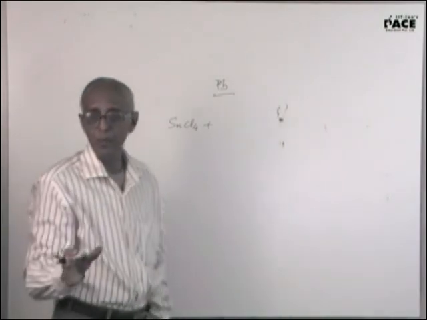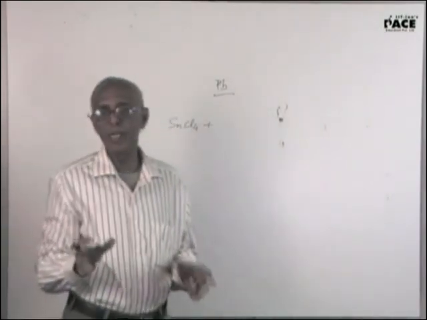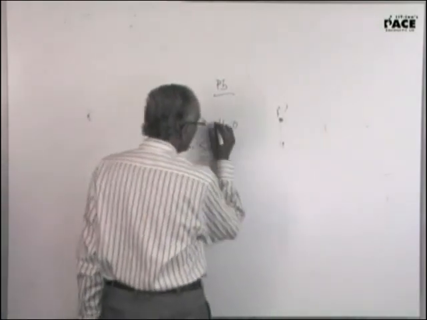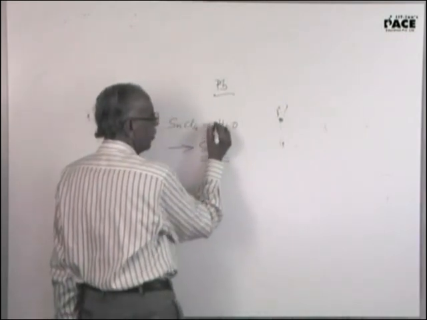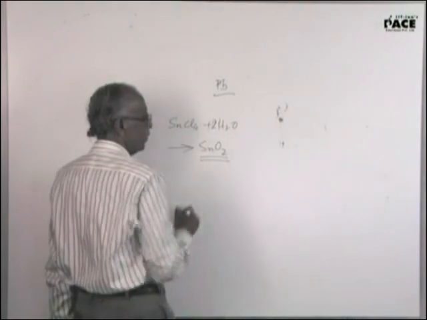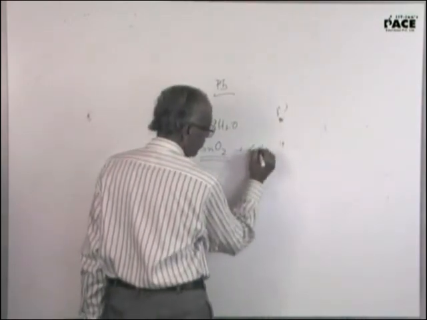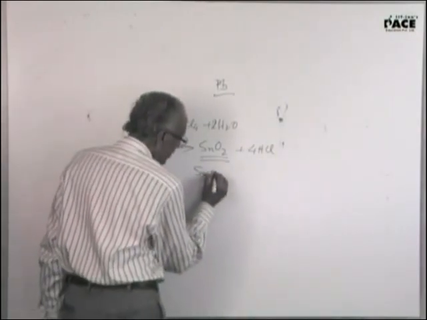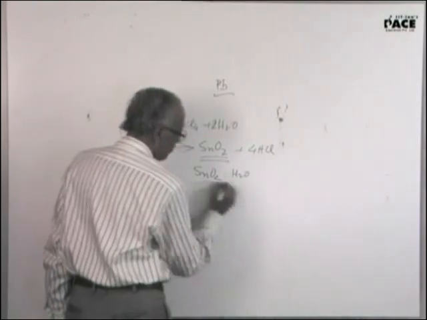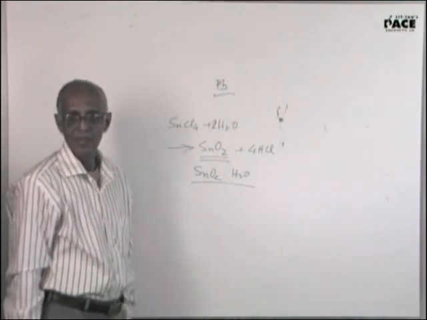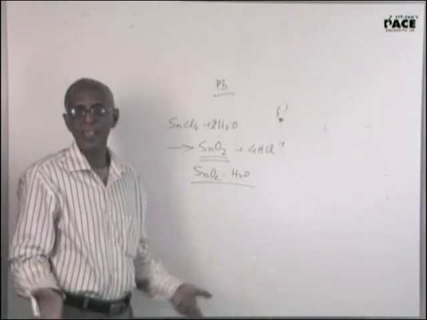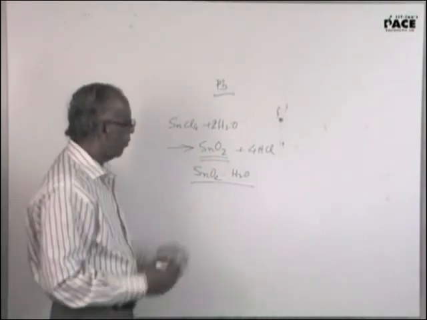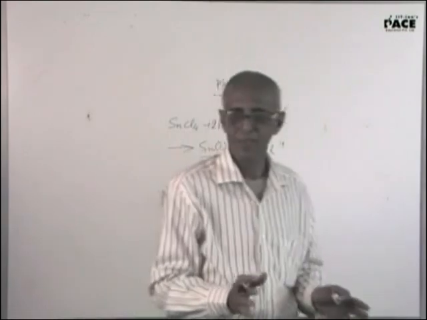SnO2 is the ultimate product. Tin dioxide is the ultimate product. It requires 2 moles of water to give you tin dioxide plus 4HCl. What is stannic acid? Tin dioxide with 1 mole of water. So it is hydrated tin dioxide that is stannic acid. Both are the hydrolyzed products of stannic chloride.